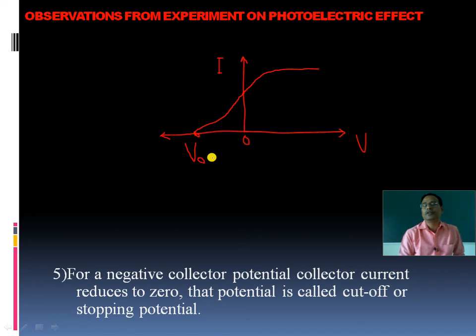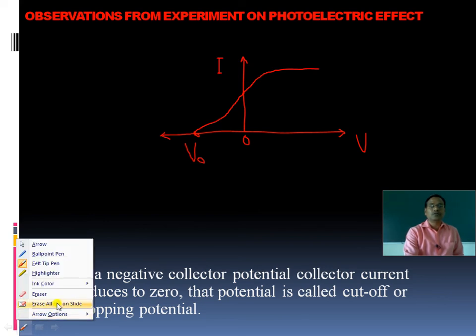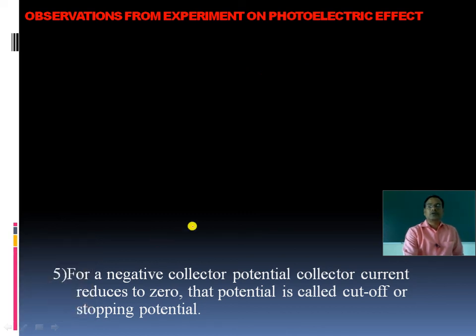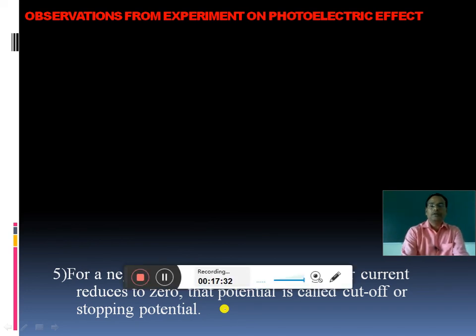So, this is a very important part, the concept of stopping potential here. These are the observations made from the experimental study of photoelectric effect. The experimental study of photoelectric effect leads us to about 5 concluding points, or 5 observations. So, these are the 5 observations made from the experimental study of photoelectric effect.